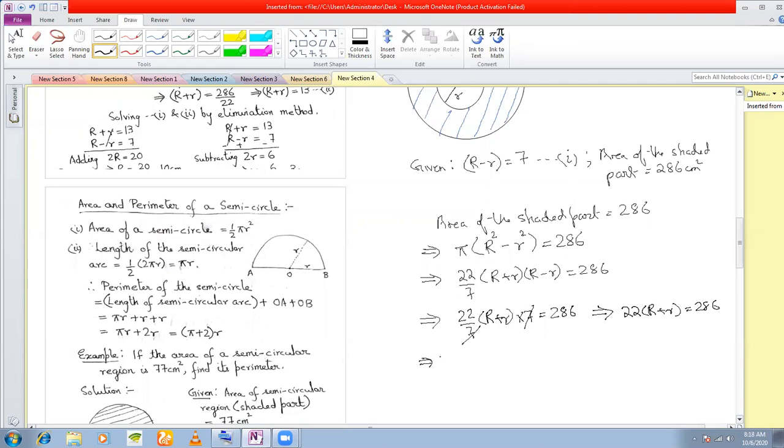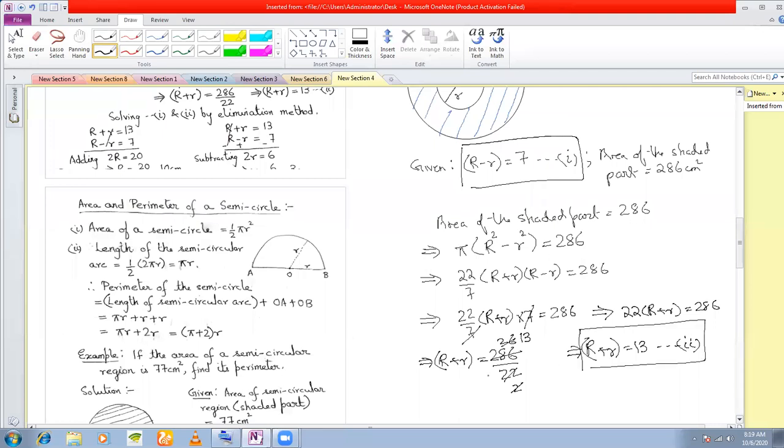So therefore R plus r is 286 divided by 22. Okay, now this we can cancel with 11: 11 2s are 22 and 11 26s are 286. Now it cancels with 2. So you get 13. That means R plus r is equal to 13. So you call this equation number 2. Now you see this is equation number 1 and this is your equation number 2. We shall solve these two equations to get the value of capital R and small r.